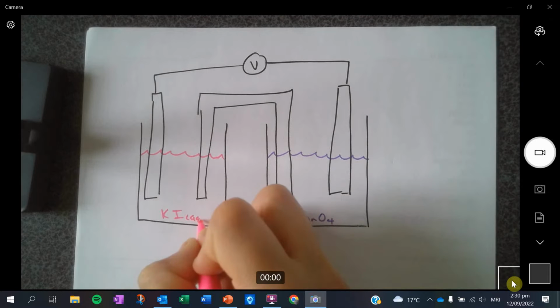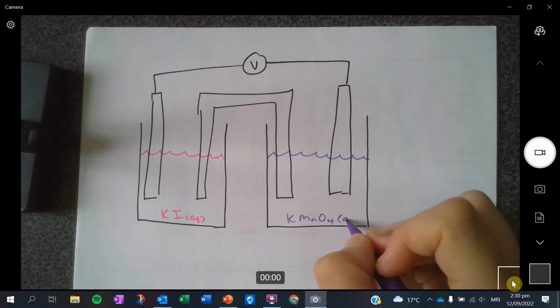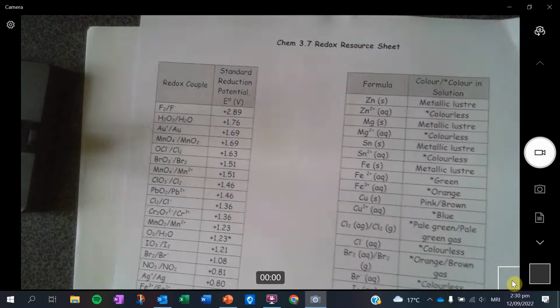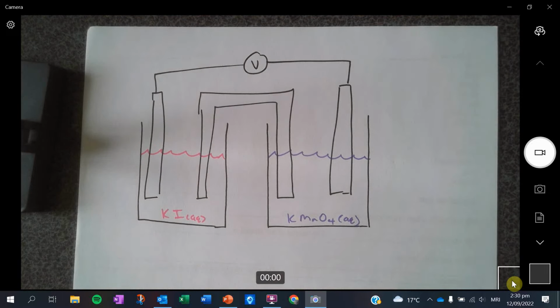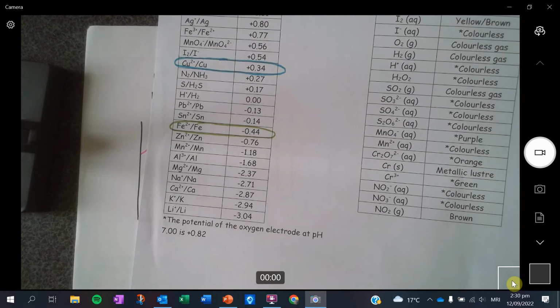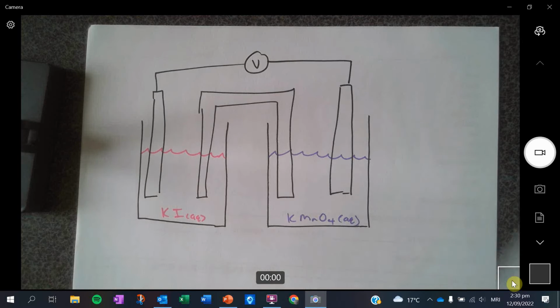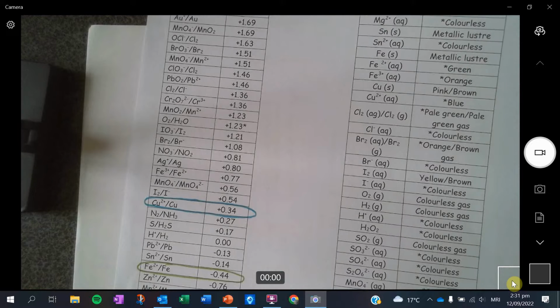Actually, let's not skip to the next question. Let's go look at our resource sheet and figure out which one's oxidation and which one's reduction. So first off, do you think potassium's going to be involved in this? Nah, probably not. It's a spectator. It's at the bottom of my list here. It's very reactive, so if it was there, it was going to react with the water. All right, so we're going to look for iodine, and we're going to look for permanganate.